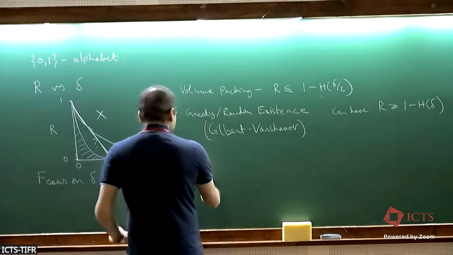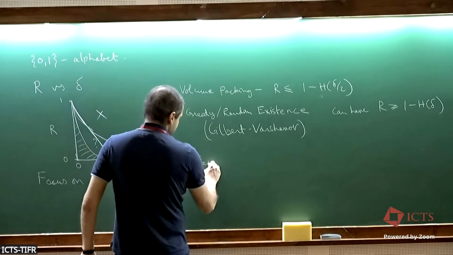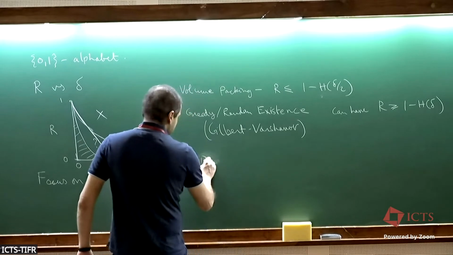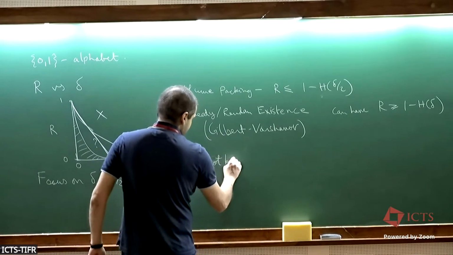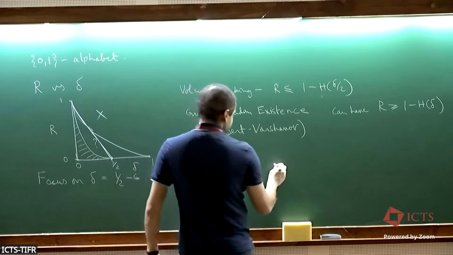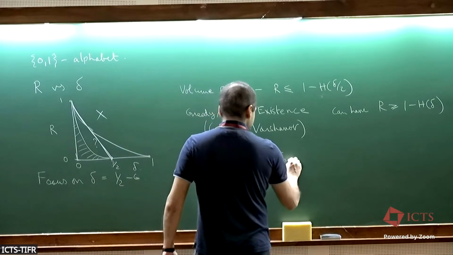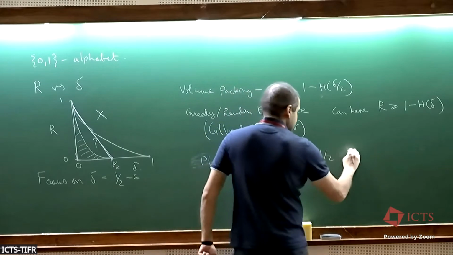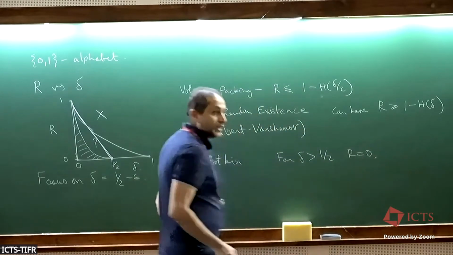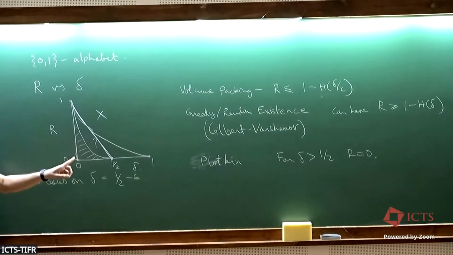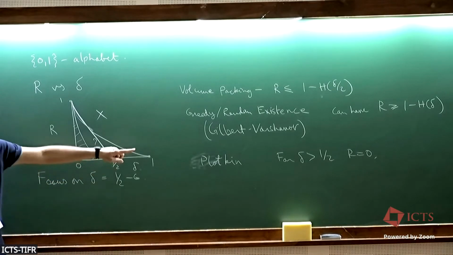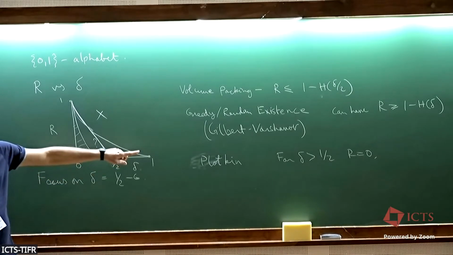So this is just a fact. This is the Plotkin bound. The main message is that for delta greater than half, R must be 0. It's not saying that the code has size 0. This is asymptotic, so R is little o(1).